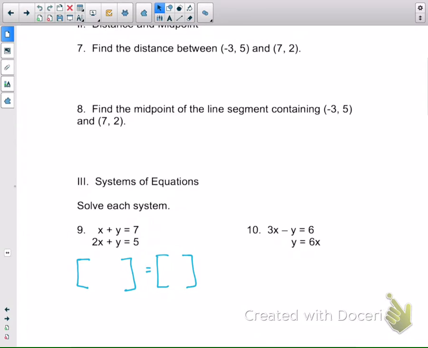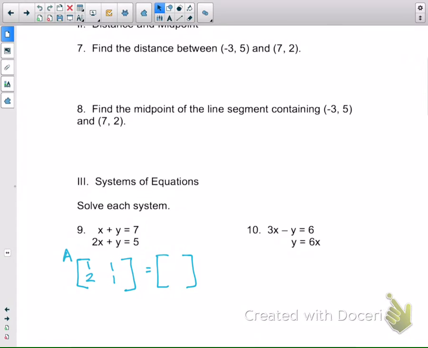We have two matrices for a system. We have the coefficient matrix from the left, and we have the answer matrix from the right. So the coefficient matrix, you're literally just pulling out the numbers in front of the x's and the y's. So for this, you have a 1 in front of this x, a 1 in front of this y, a 2 in front of this x, and a 1 in front of that y. That's going to be my first matrix. Okay, we're going to call this one matrix A.